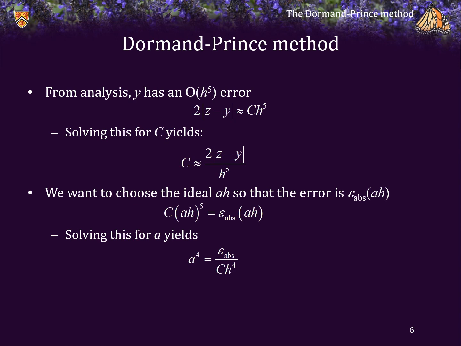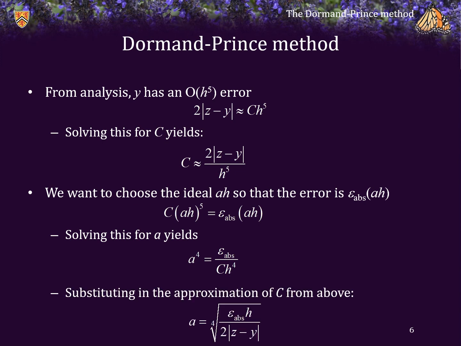Solving this for a, well, a to the 4th, we have this expression here, so one of the a h's cancels out, and we are left with this. Well, we have an approximation of c up there, so we can substitute the approximation of c into this expression and take the 4th root of both sides. All right, so this gives us our approximation of the scaling factor that should give us the most appropriate width of the interval to use.